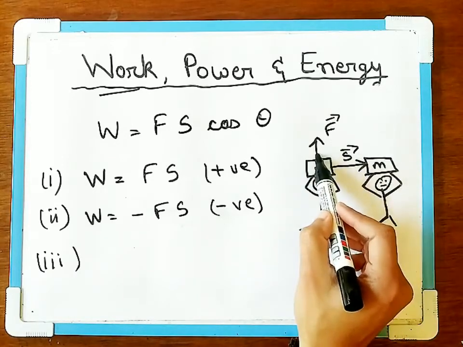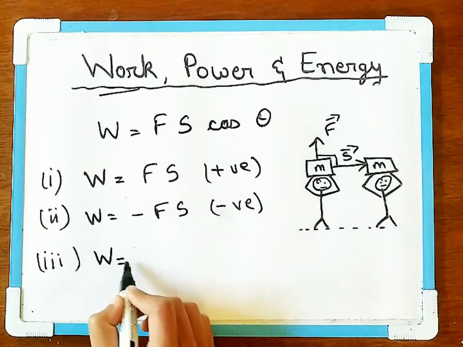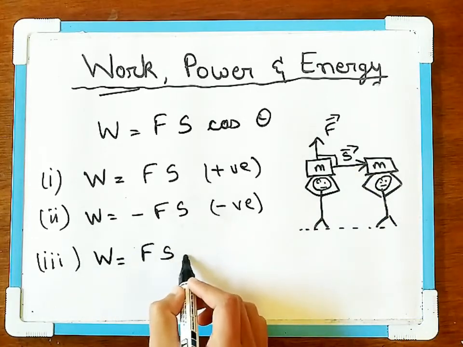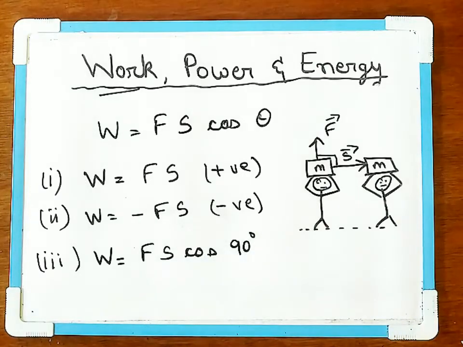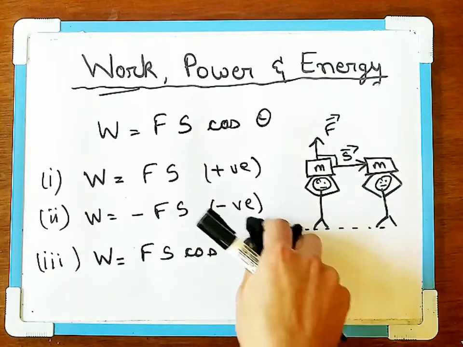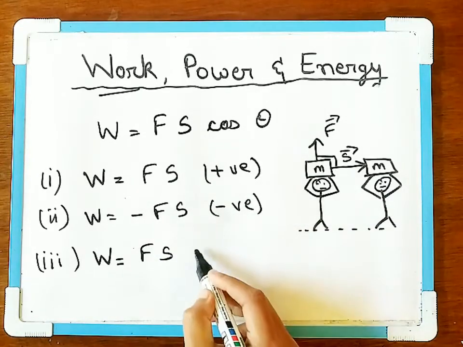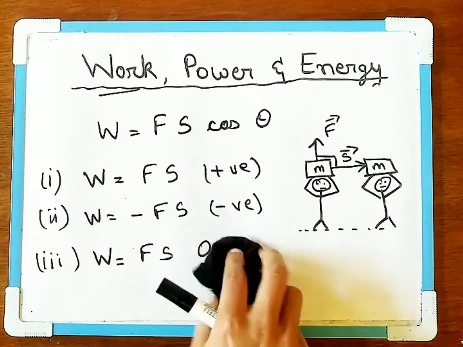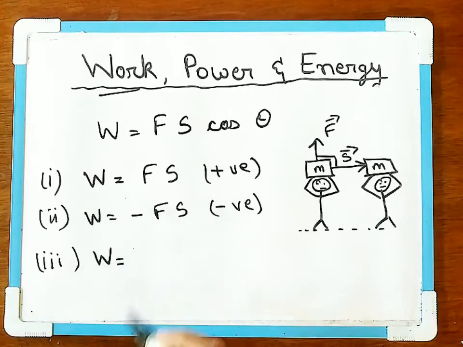Here the angle between the force and the displacement is 90 degrees. Hence the work done is equal to Fs cos 90 degrees, and cos 90 degrees is equal to 0. So F times S times 0 will be equal to 0. So in this third case, the work done is 0.